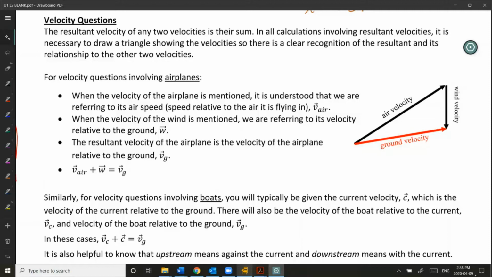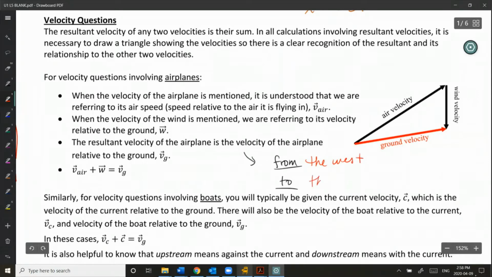Also, it's helpful to know that if you see the word upstream in a question, it means against the current, and downstream means with the current. Another important thing that you're going to want to watch out for are the words from and to, especially in airplane questions. So I'll give you an example. From the west versus to the west. From the west means a wind coming from the west going toward the east, whereas to the west means something coming from the east going to the west.